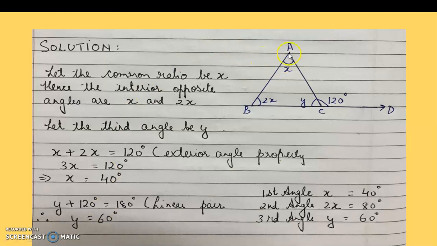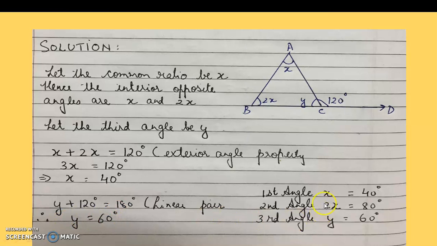If you see this question, triangle ABC, we can also find y by the angle sum property. So whichever method you use, if your method is correct, you will come to the same answer. So after solving, I am getting y is equal to 60 degrees. But in the question, they had asked us to find all the angles of the triangle. So I have written the first angle x is equal to 40 degrees, the second angle 2x is equal to 80 degrees, and the third angle y is equal to 60 degrees.